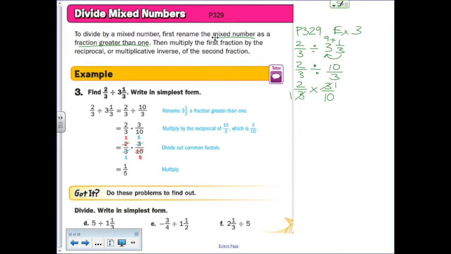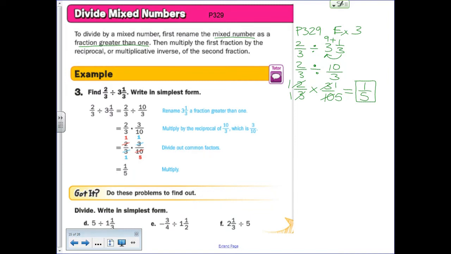Then 2 and 10 can also be simplified. 2 divided by 2 is 1, and 10 divided by 2 is 5. So I have 1 over 1 times 1 over 5. So that's just 1 times 1/5, and I get 1/5 as my answer. I've already simplified back here in the problem. It cannot be negative because both numbers were positive, and it is not an improper fraction. So 1/5 is my answer.